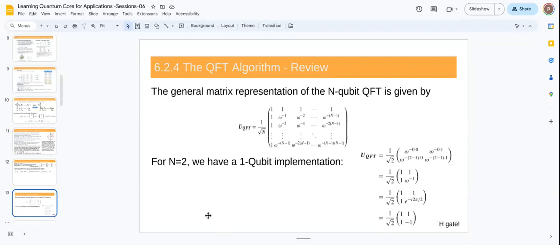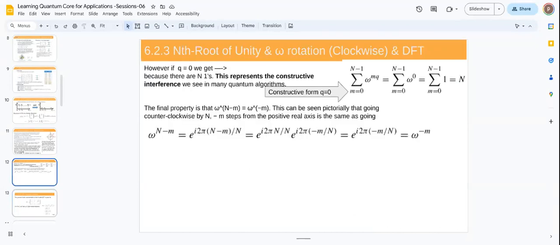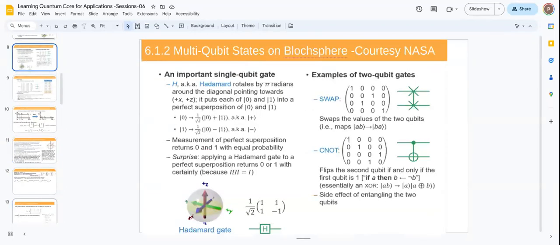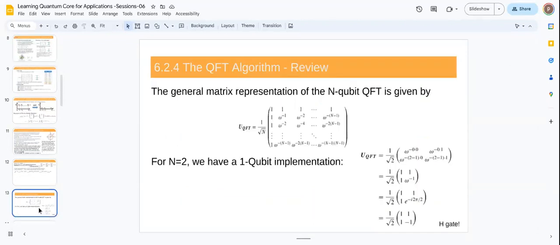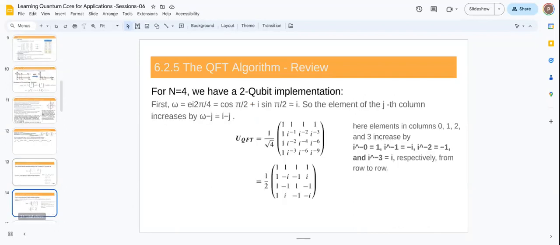And if you recollect, we had seen that the Hadamard is 1 by root 2, 1, 1, 1, minus 1. So basically, if I have to implement a QFT algorithm for 1 qubit, it is nothing but applying a Hadamard gate. So that's what it means. One Hadamard gate, two Hadamard gates, three Hadamard gates, that is what it will end up in.